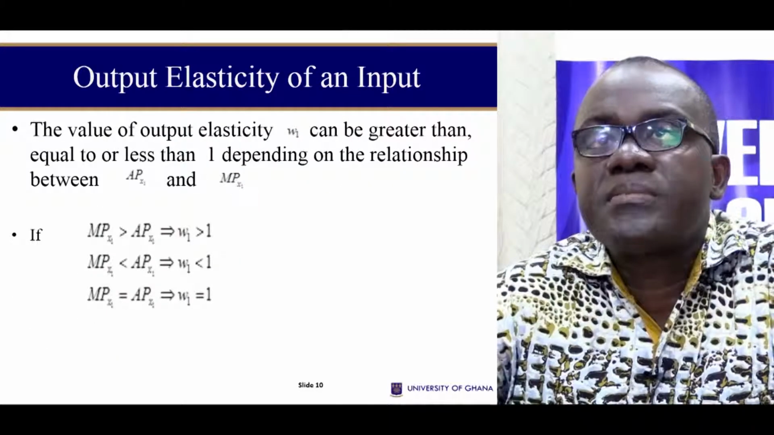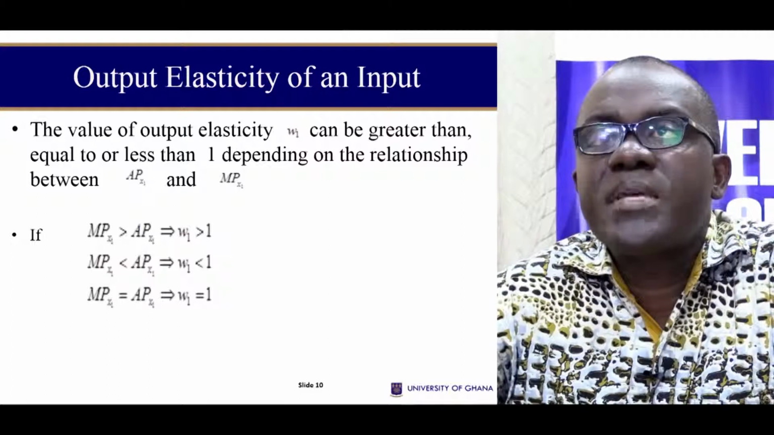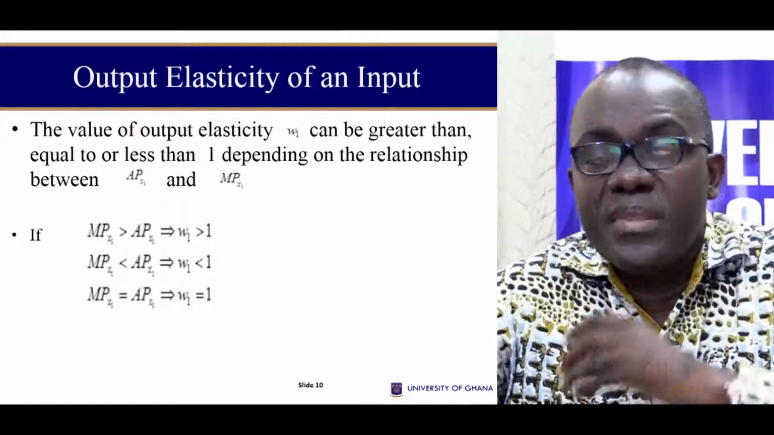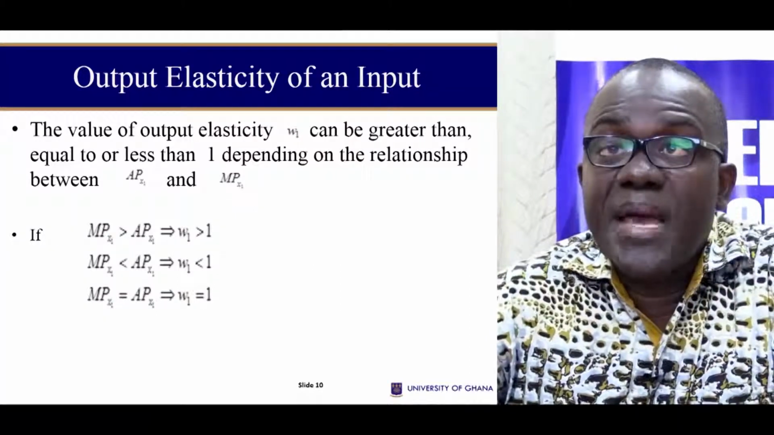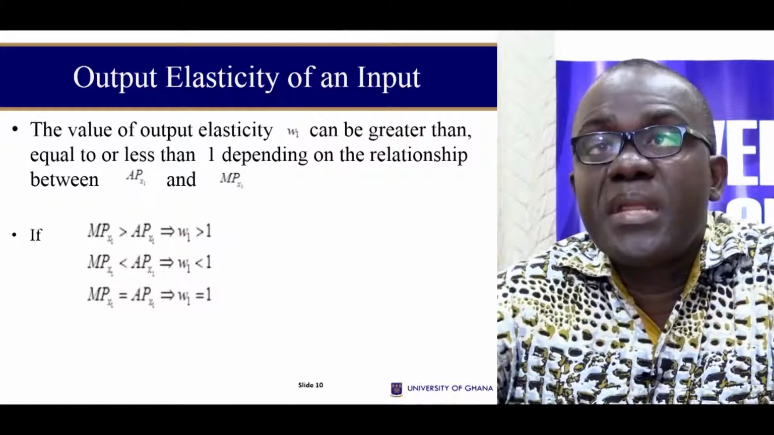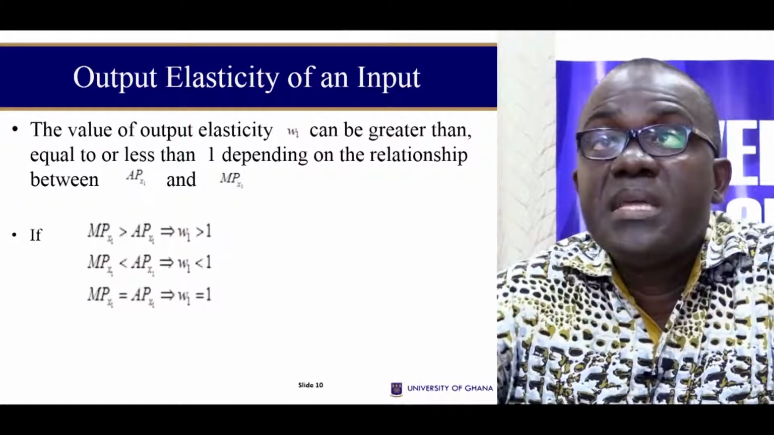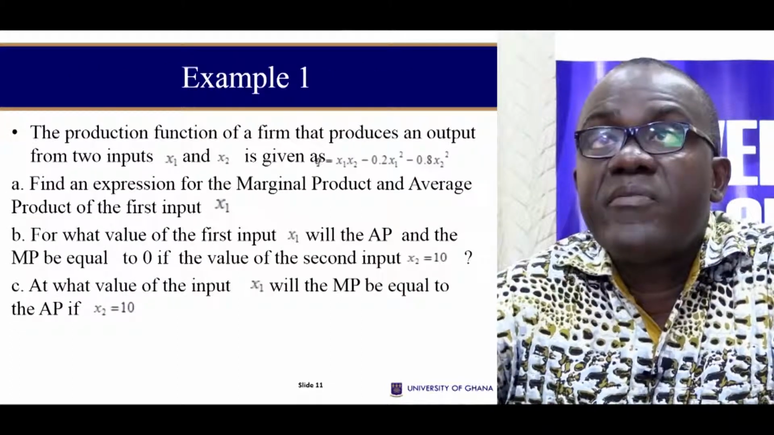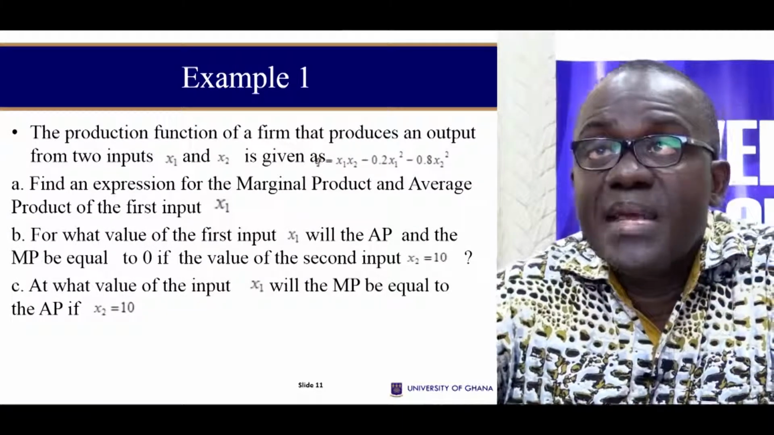There is one important relation that we can draw from here. If the marginal product is greater than the average product, then the output elasticity is greater than 1. If it's less than the average product, then the output elasticity is less than 1. And when they are equal, it implies that the output elasticity is equal to 1. So knowing the marginal product and the average product can tell you the nature of the output elasticity of a production function. Now let's look at an example.